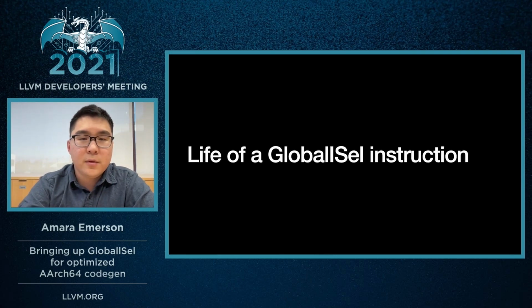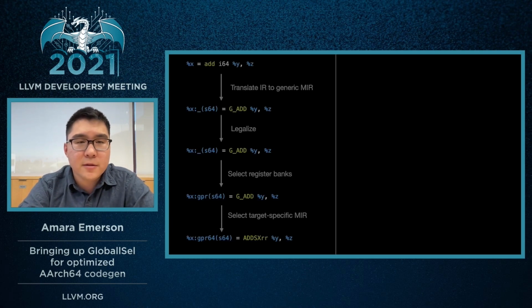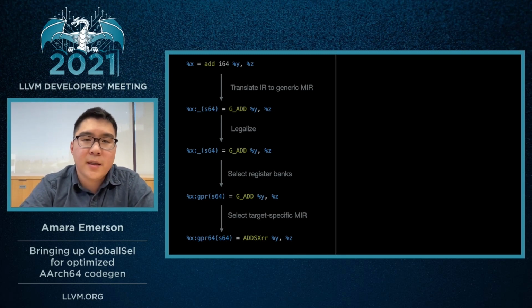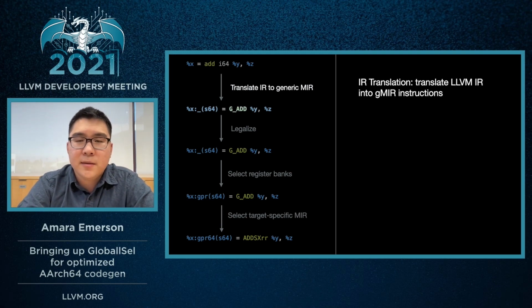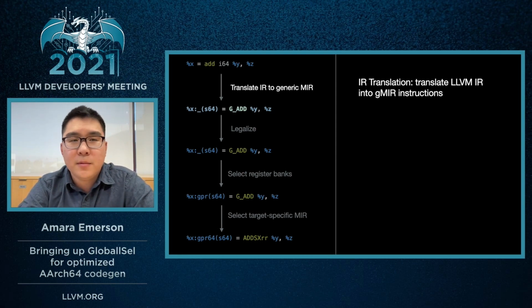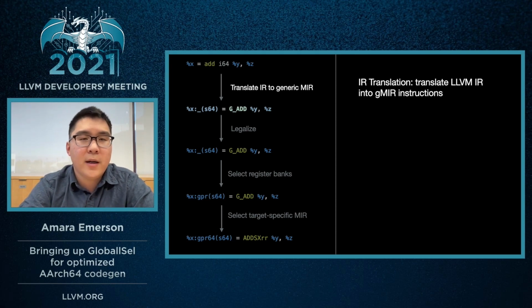For this next part, we're going to look at the GlobalISel compilation pipeline, and then more specifically how we've adapted that pipeline to generate optimized code for AArch64. First, let's take a look at a simple add instruction, add i64. The first part is the IR translator, and that simply takes the input LLVM IR instructions and generates an equivalent generic machine instruction. And you can see on the left that we generate an instruction called G_ADD, and the S64 type is the GlobalISel equivalent of i64.